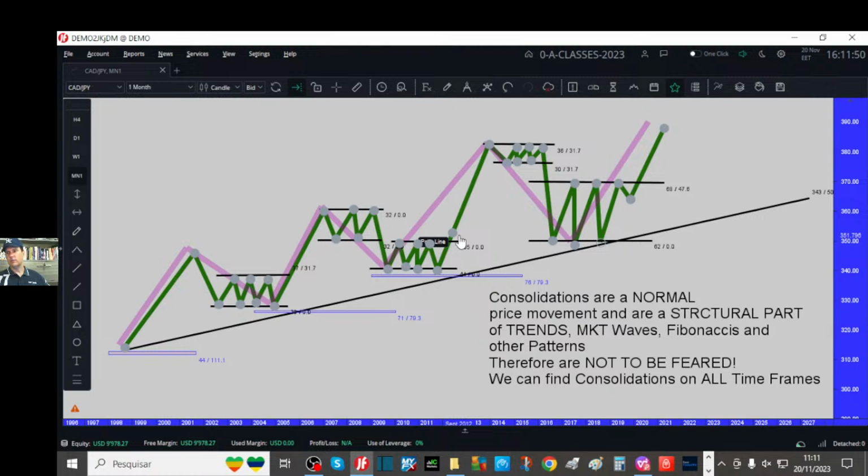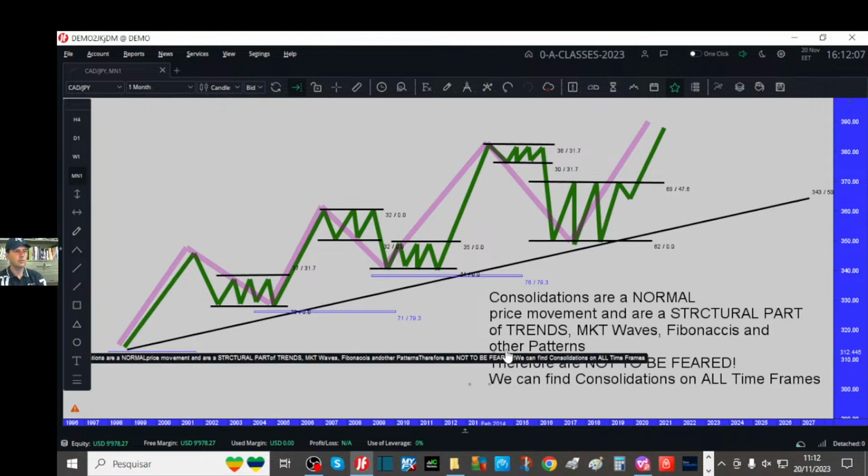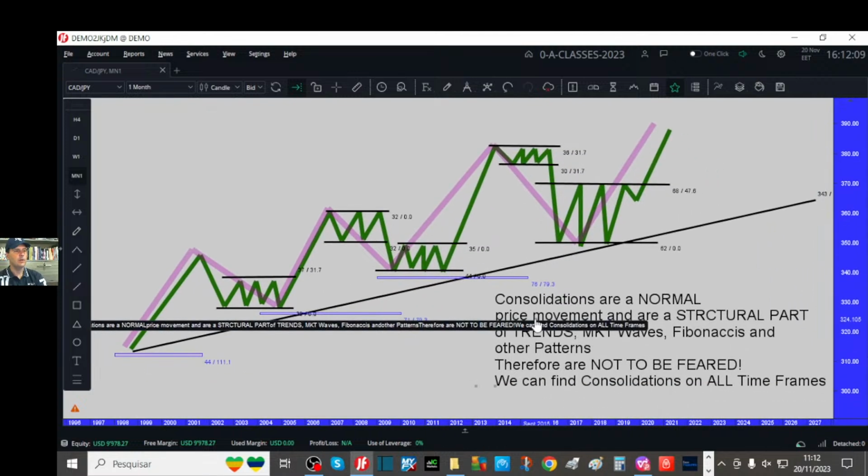Yes, you have consolidations in extensions and retracements. Yes, sir. Exactly, you could have consolidation inside extensions and retracements. Alright, now, where do we lose money?